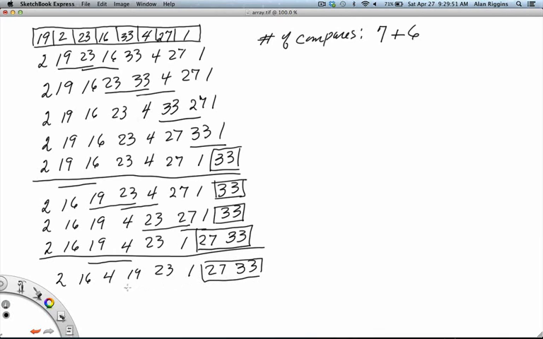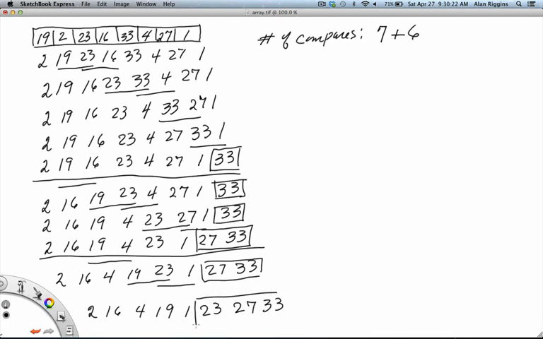Now we move down to the next set, the next pair. 19 and 23, those are fine. We don't have to swap. We move down to the next pair. 23 and 1 are out of place. The 1 is smaller than the 23. We need to swap. We have 2, 16, 4, 19, 1, 23, 27, and 33.